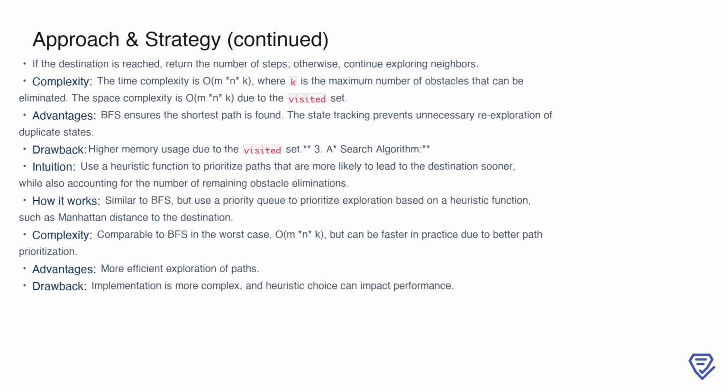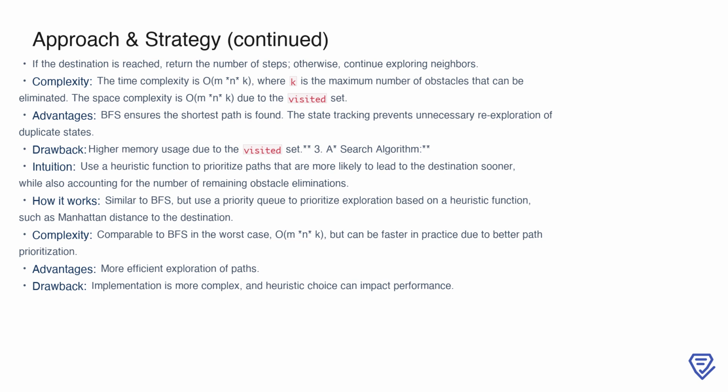The time complexity of this BFS-based solution is O(m*n*k), where k represents the maximum number of obstacles that can be eliminated. Similarly, the space complexity is O(m*n*k) due to the visited set, which keeps track of explored states to prevent revisiting and unnecessary computation. The main advantage of this approach is its ability to guarantee the shortest path while avoiding redundant exploration, thanks to state tracking. However, it does require higher memory usage because of the need to store the visited states.